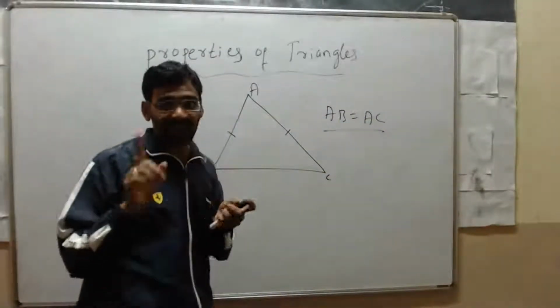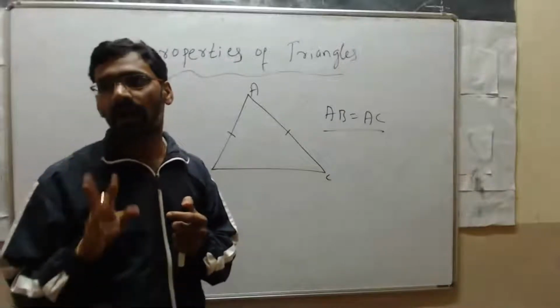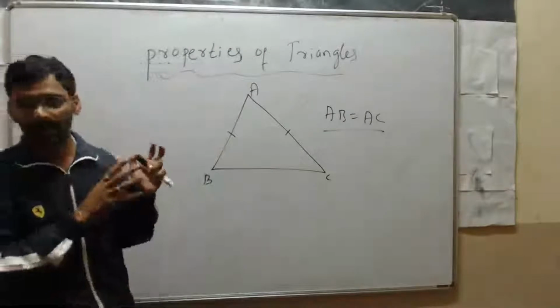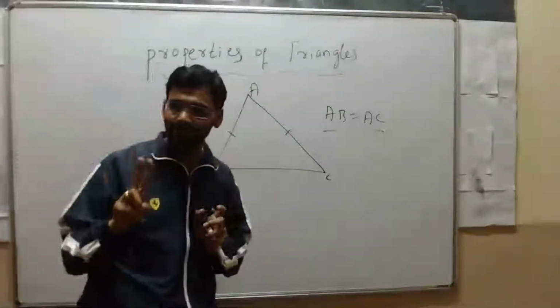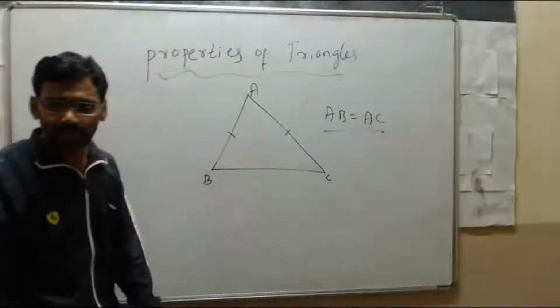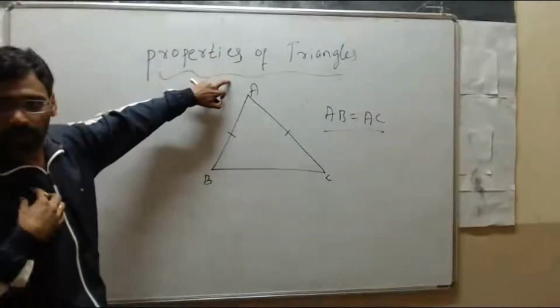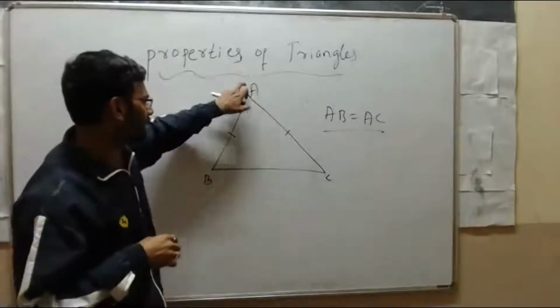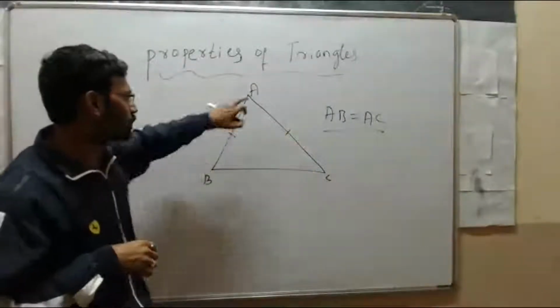All equilateral triangles are isosceles triangles, but all isosceles triangles are not equilateral. Now it is an isosceles triangle. Sir, what is an isosceles triangle? How many sides are equal? Two sides are equal. Now ABC is an isosceles triangle, two sides are equal. Our assumption is AB equal to what? AC. AB equal to BC, or you can take AC equal to BC. Now AB equal to AC.